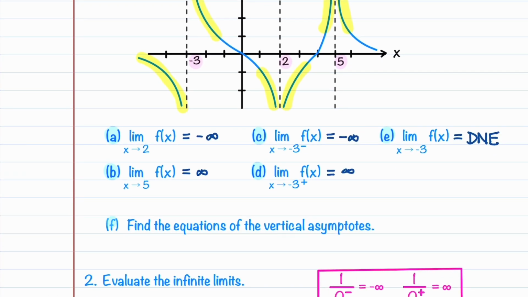We have one more part, and this part asks us to find the equations of the vertical asymptotes. I always like to ask students this because I think it's just good practice. Notice that we have a vertical asymptote at minus 3, at 2, and at 5. And we can write the equations for these vertical asymptotes as x is equal to minus 3, x is equal to 2, and x is equal to 5. So just remember, any vertical asymptote can be written as x is equal to some number.